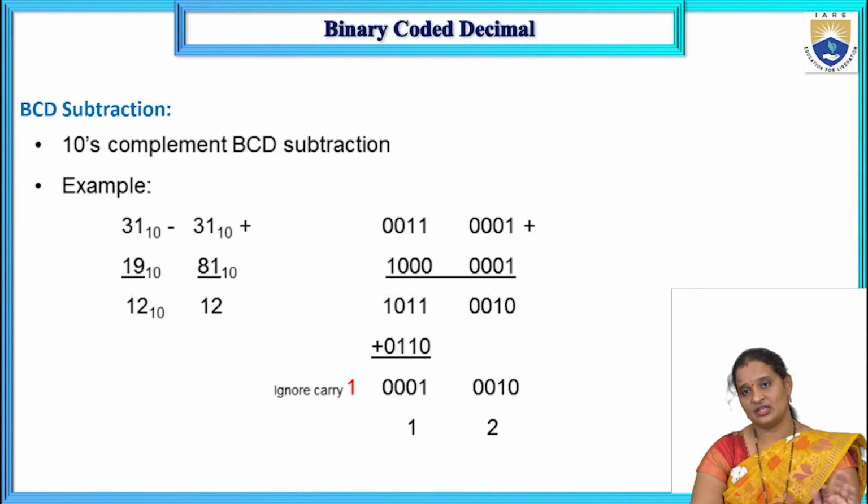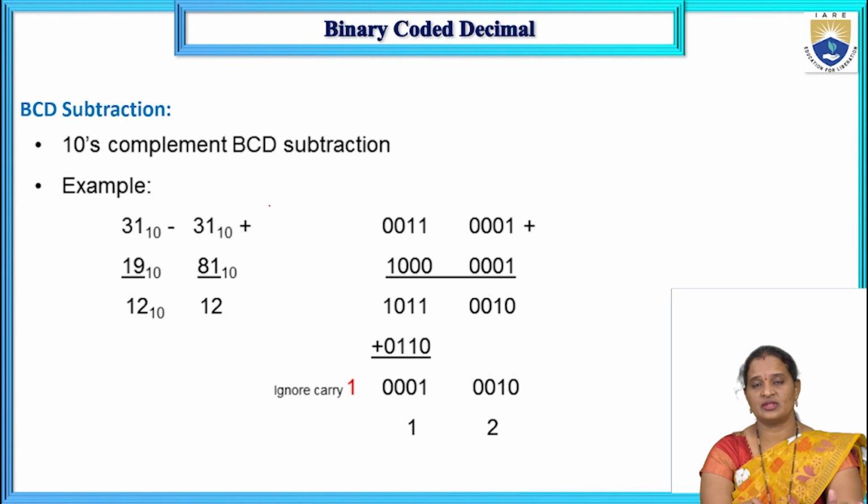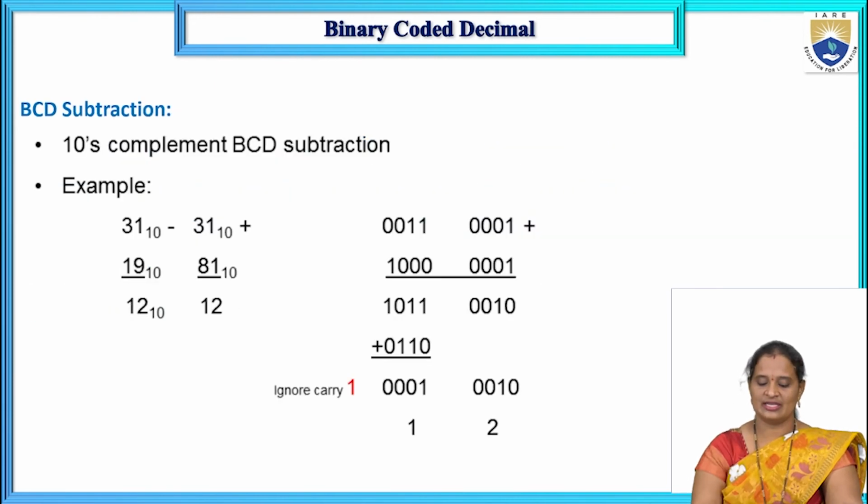So those are the rules. If there is a borrow and if the difference is an illegal code, then no need to make any corrections. So now I'm performing the subtraction here. That is one way, or else we can also perform BCD subtraction using 9's complement subtraction and 10's complement subtraction. So now let us do this.